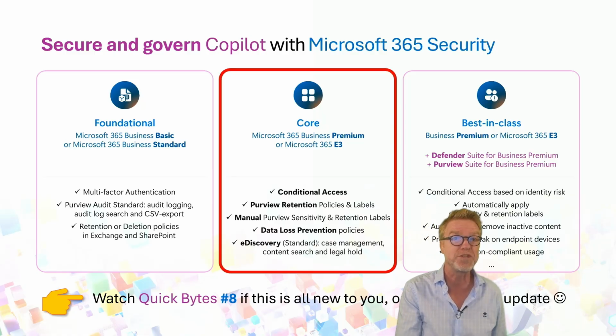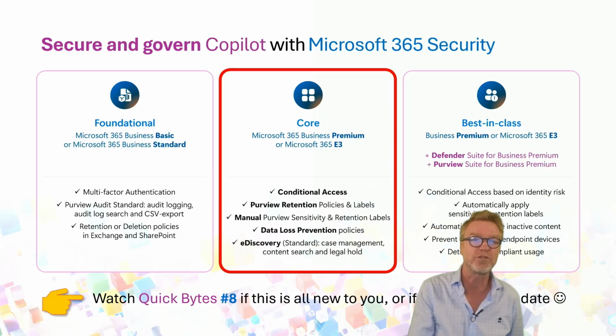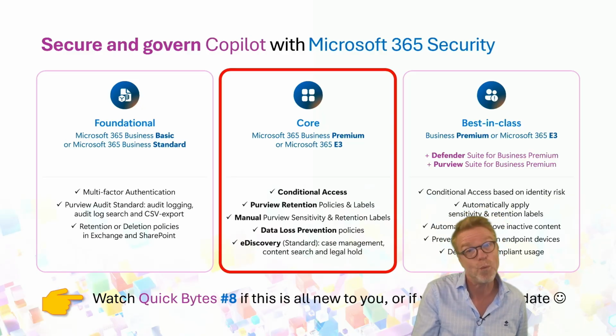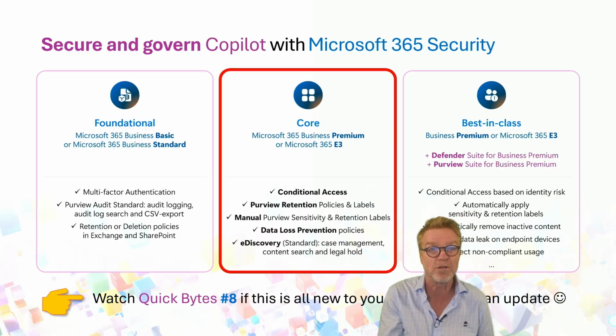At least go to Business Premium. And if you have more than 300 users, go to E3. Why? Well, the most important reason, without any doubt, is conditional access.